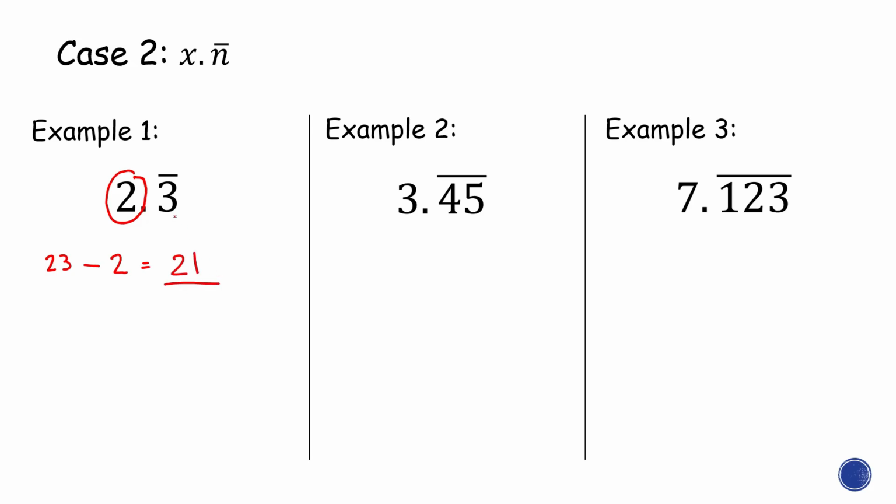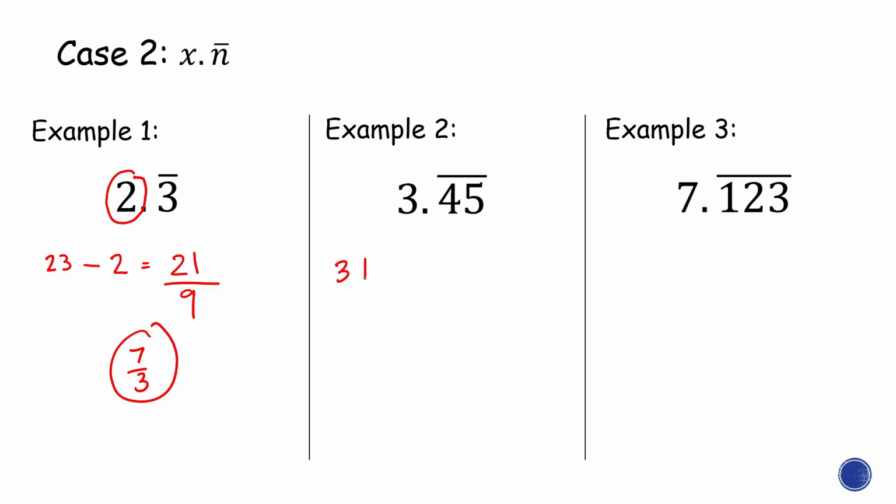Since there's one repeating digit, which is 3, this is just 21 over 9. And again, 21 over 9 can be simplified. That's 7 over 3. So that's the final answer. Again, you can check your calculator if you want. All right, let's go to the second example. Again, we take away the decimal point.